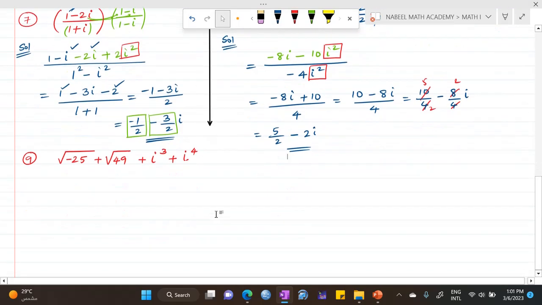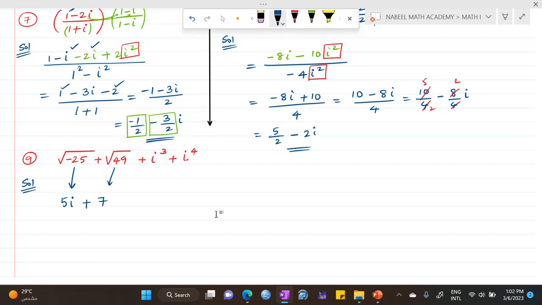Now the last problem of this chapter, where all the square roots are there with the powers of i. So how will you solve? This is equal to 5i. Why? The minus is inside the root. Therefore, you have to write it i. Plus here, I write it only 7 without i because there is no negative term inside the root.